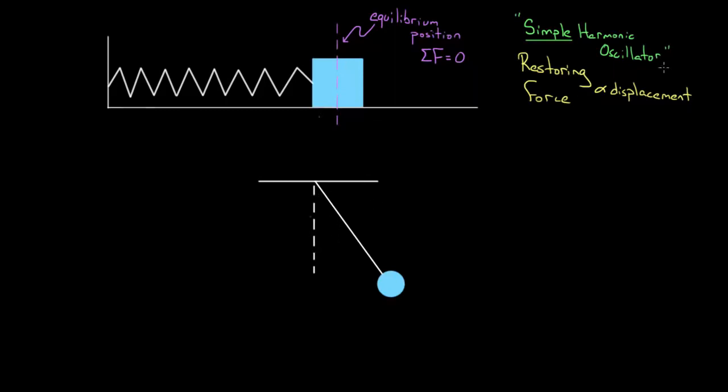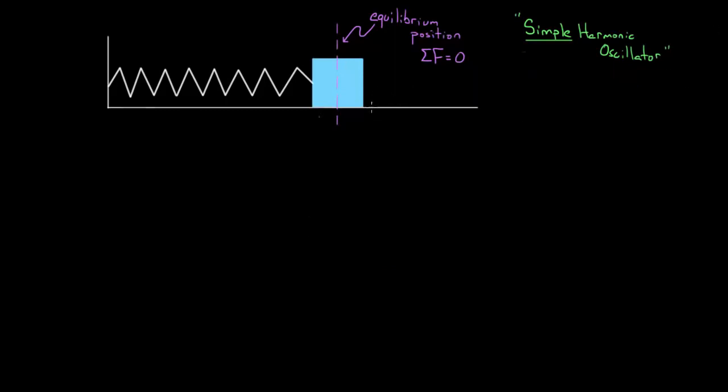We can look at the pendulum later. So I'm going to get rid of the pendulum so we can focus on this mass on a spring. Now you might not be convinced. You might be like, how do we know this mass on a spring is really a simple harmonic oscillator?